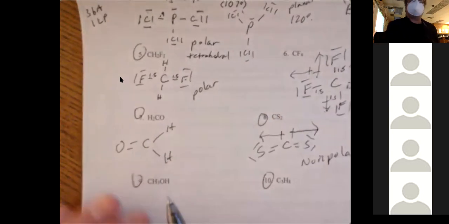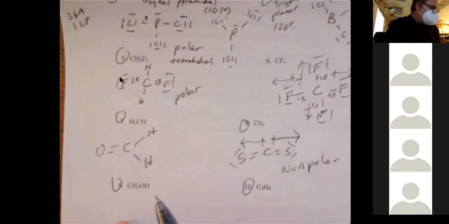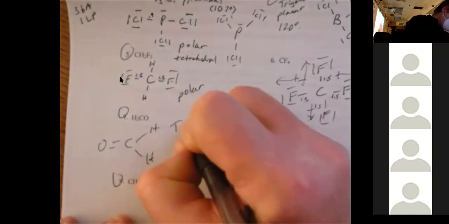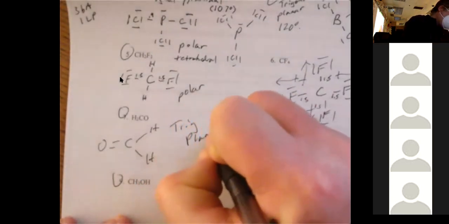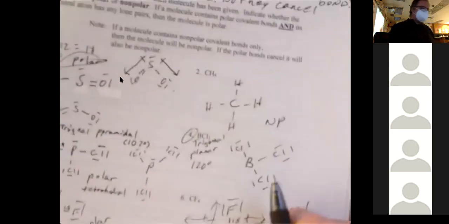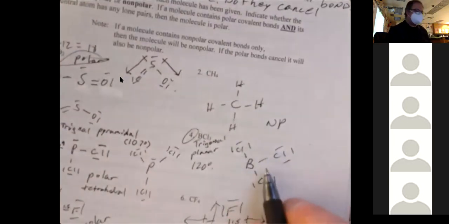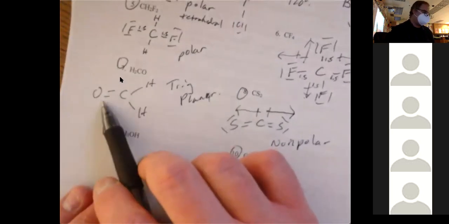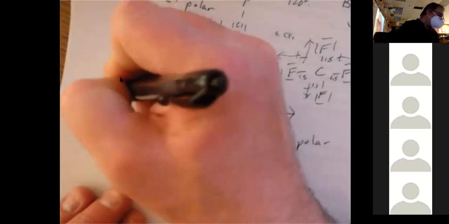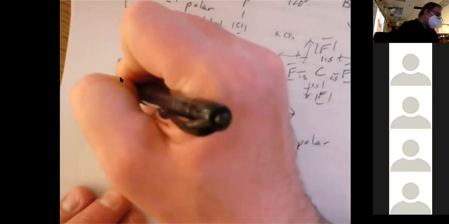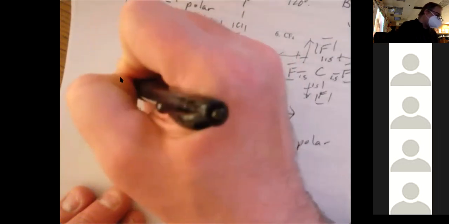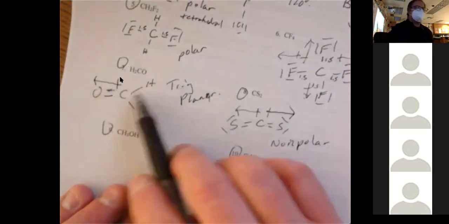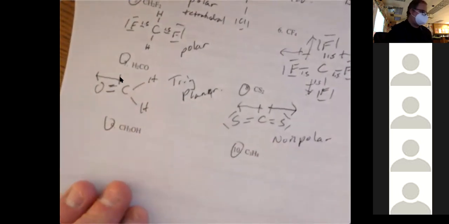How about this one? This is formaldehyde. We do have trigonal planar. And if we recall, trigonal planar up here was canceled out because all of these bonds were polar. Well, looking here, only one of these bonds is polar, and that is the carbon-oxygen bond. So basically this oxygen is going to pull the electrons in that direction. When it pulls the electrons in that direction, that is going to make those electrons move, and that is polar.